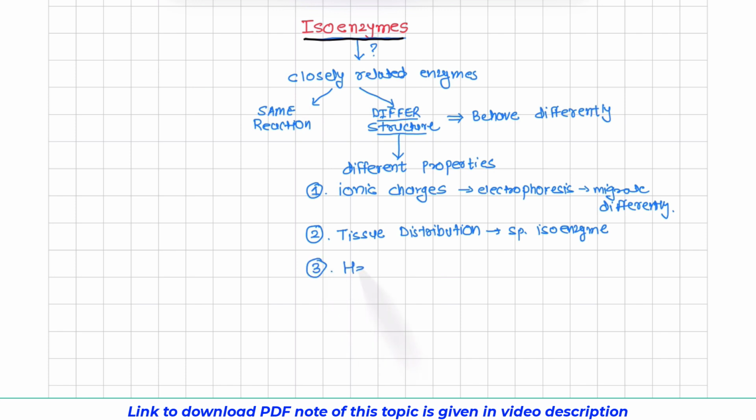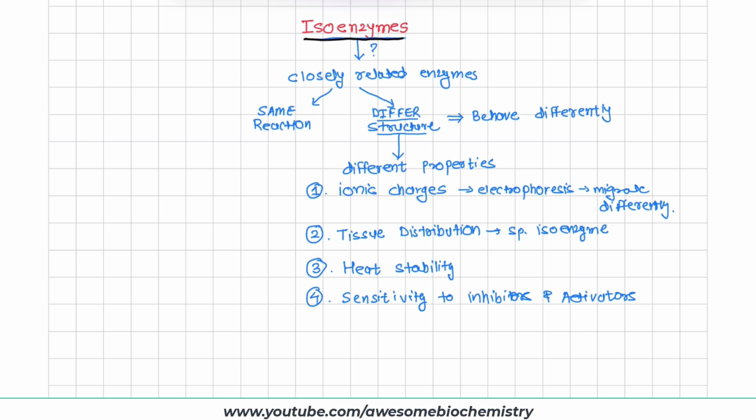Third, they differ in heat stability. Some isoenzymes can tolerate higher temperatures while others lose their structure and activity when heated. Fourth, they have different sensitivity to inhibitors and activators. One form of enzyme might get inhibited by a particular substance, while another form of the same enzyme keeps working perfectly fine. Fifth, isoenzymes differ in their Km and Vmax values. In other words, they don't bind their substrates with the same affinity and they don't work at the same maximum speed. This means that in different tissues, some isoenzymes are more active under certain conditions than others.